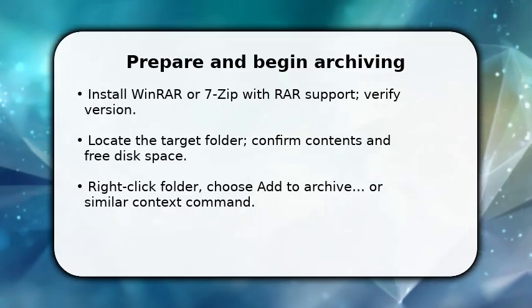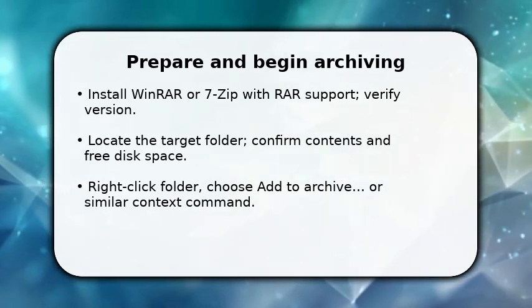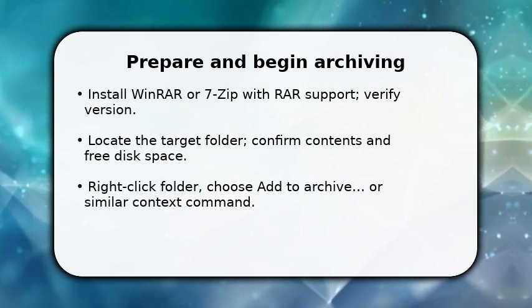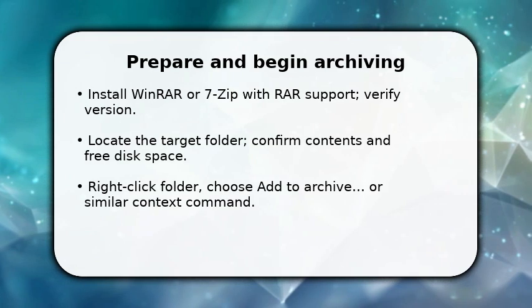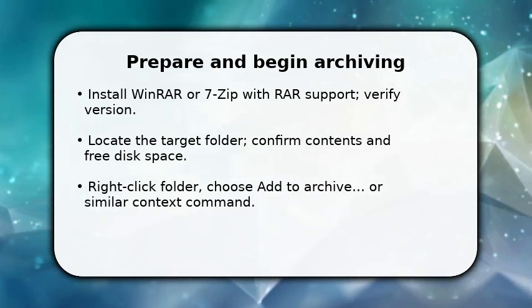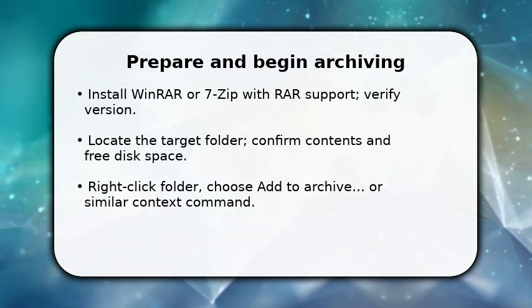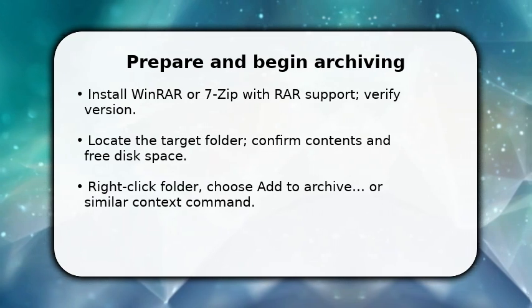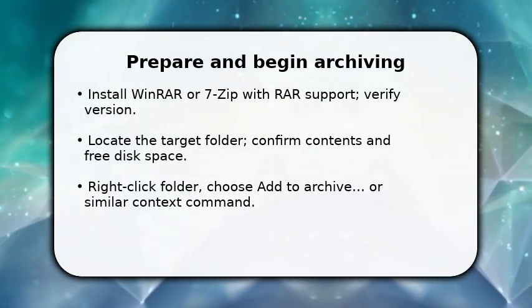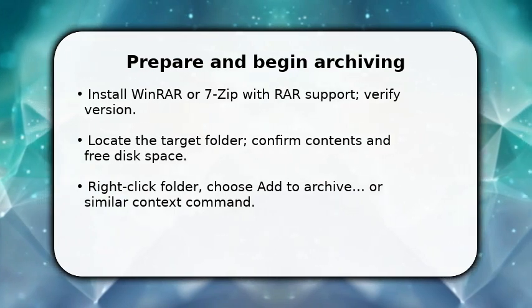You start by preparing the environment. Install WinRAR or another RAR-capable tool and make sure you have enough disk space. Once done, open File Explorer and locate the folder you want to compress. Right-click the folder and select Add to Archive so you can set format, name, and destination. Make sure to use a clear archive name and pick the destination drive. This first step begins the actual compression workflow rather than just talking about prerequisites.